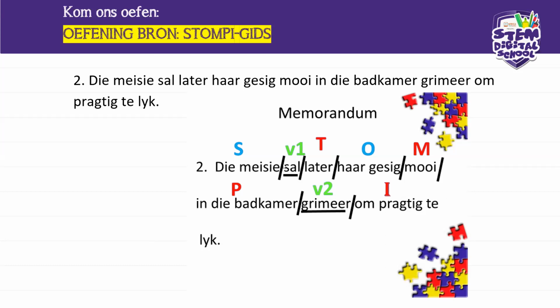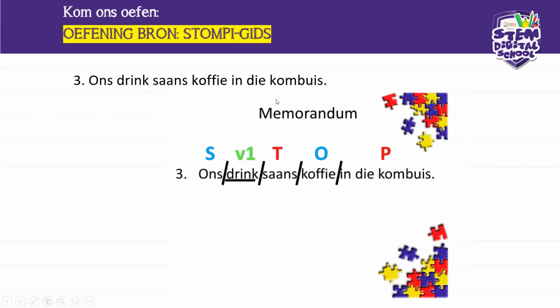Okay, the next one. Lucky today, we don't have to think that much. Nee, ons drink saans koffie in die kombuis. Ons would be my subject. Drink is a verb, so it will be verb 1. It's the main verb that's standing in front. Saans, the time it's happening. Koffie is the object. In die kombuis is the place where it's taking place.